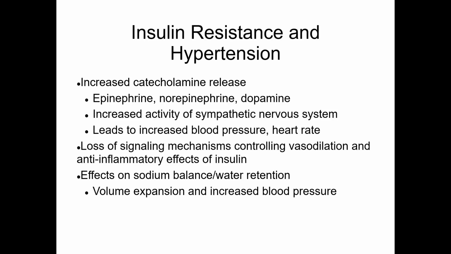Insulin resistance and hypertension. In this, we have an increased catecholamine release, so epinephrine, norepinephrine, and dopamine. Increased activity of the sympathetic nervous system leads to increased blood pressure and heart rate. If you think about the function of epinephrine and norepinephrine, that's the fight or flight response. So in the fight or flight response, we're going to have a higher blood pressure to get more blood to the areas that need to fight or run away, and we're going to have an increased heart rate.